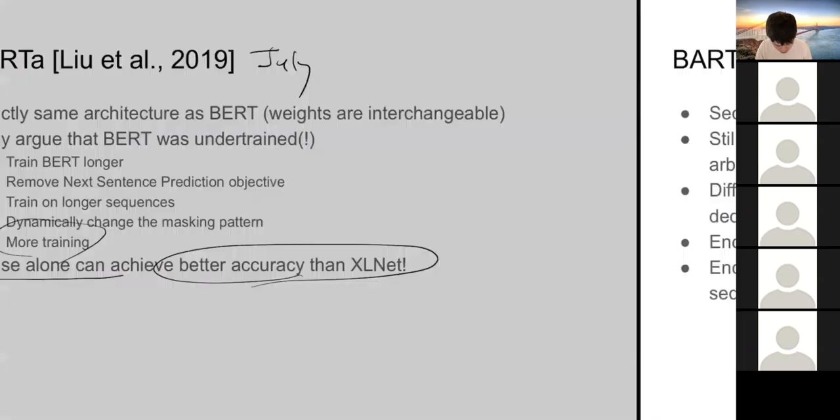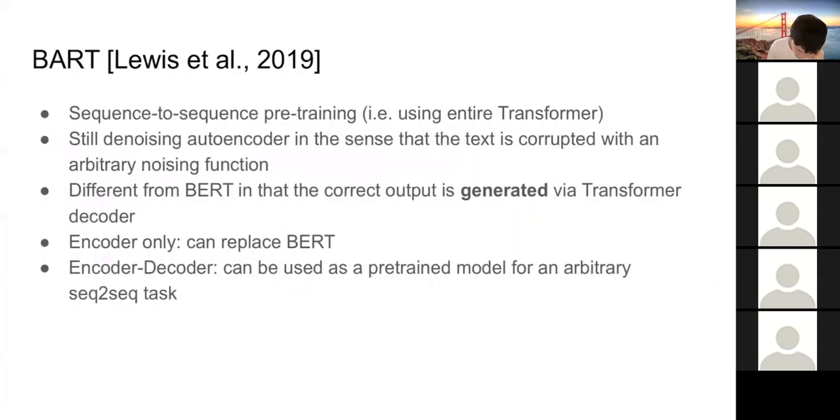Okay, so the last paper we're going to look through is BART. BART is a bit different from the previous two papers in that this is sequence-to-sequence pre-training. So instead of using just the encoder side, it's using the entire transformer. And it's still a denoising autoencoder, unlike XLNet in the sense that the text is corrupted with an arbitrary noising function, not just masking. But it's also different from BERT in that the correct output is generated via a transformer decoder.